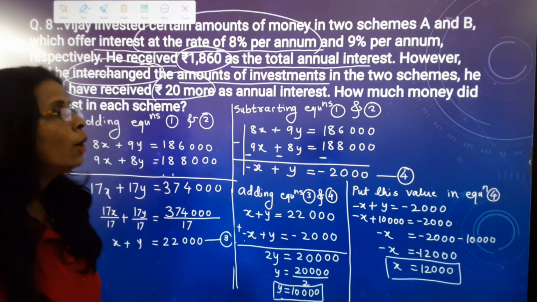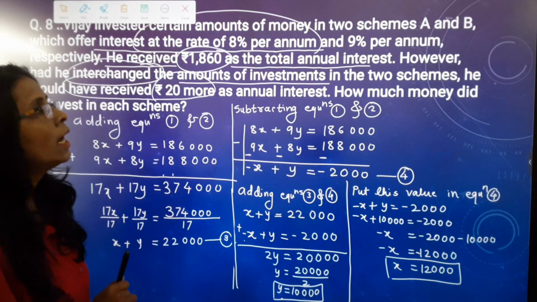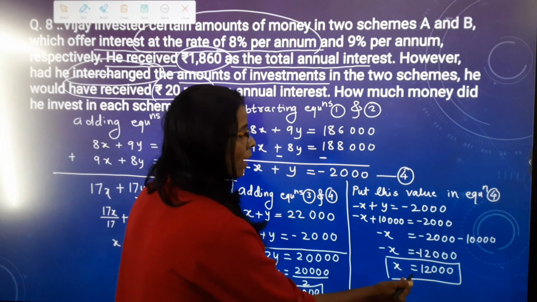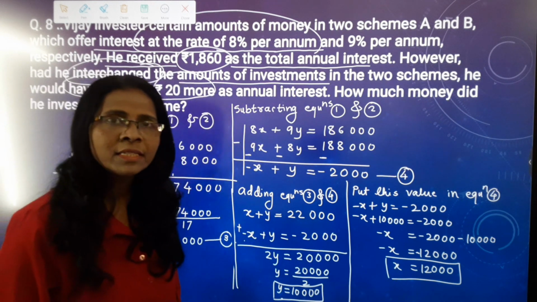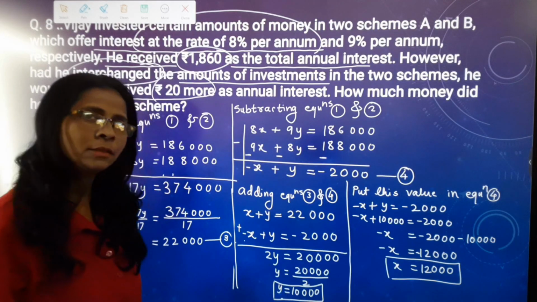So here students, we can say that the amount invested in scheme A is rupees 12,000, and the amount invested in scheme B is rupees 10,000.